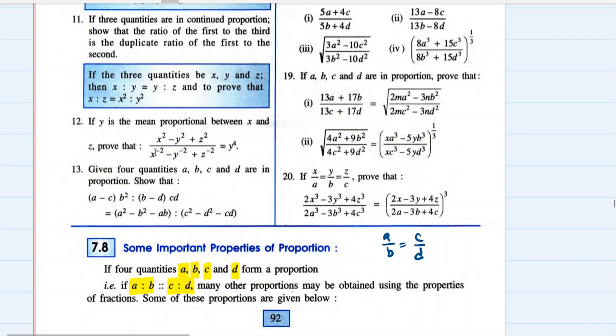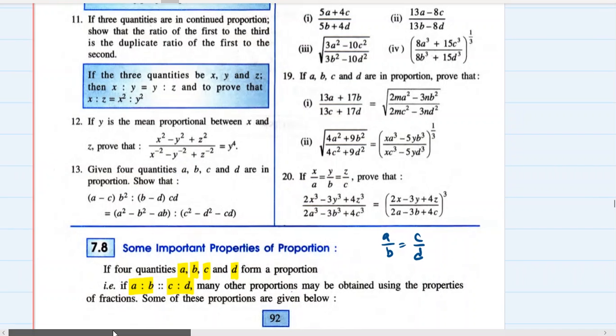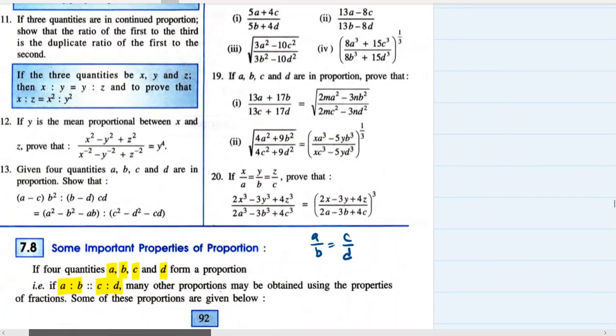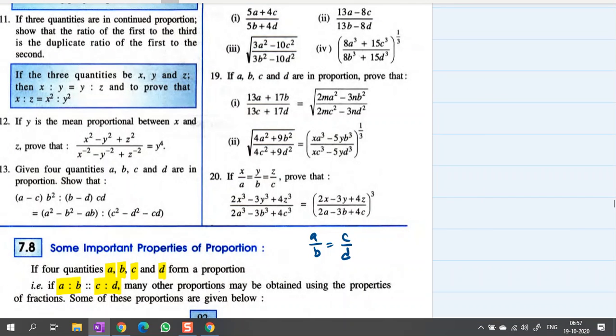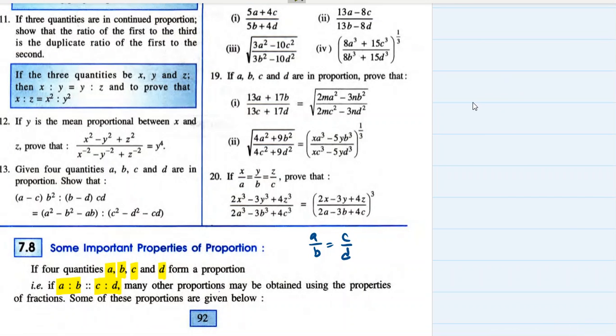This is the 12th one, right? If y is the mean proportional between x and z. Okay, see, if we have y as the mean proportional between x and z, that means x is to y as y is to z, which implies y square is equal to xz, correct?